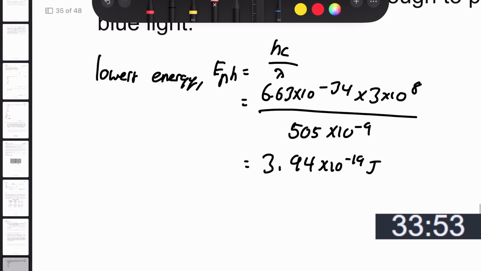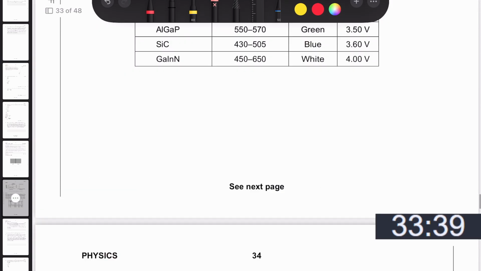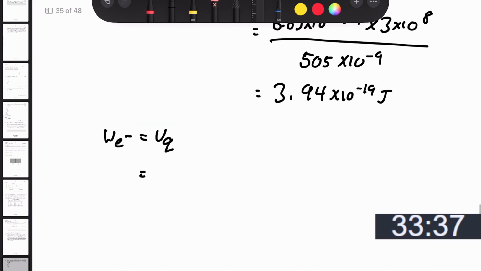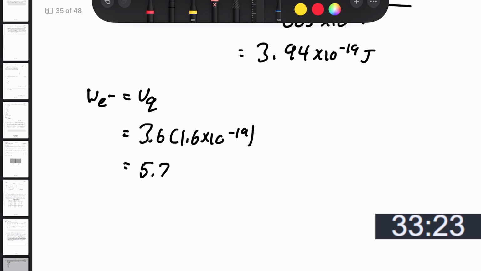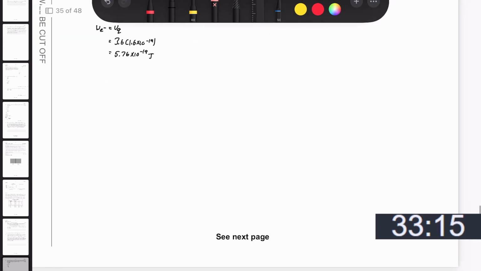And then the work of an electron is going to be VQ. It's going to be 3.6 times 1.6 times 10 to the negative 19, which is 5.76 times 10 to the negative 19 joules. I think this is what they want.